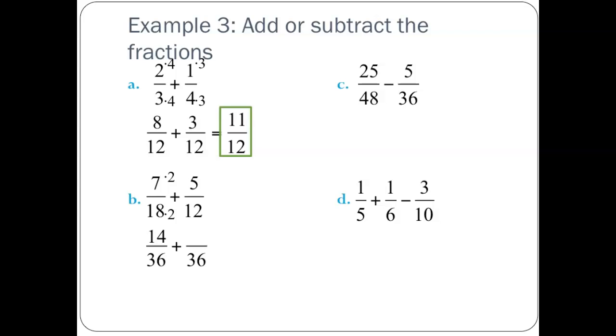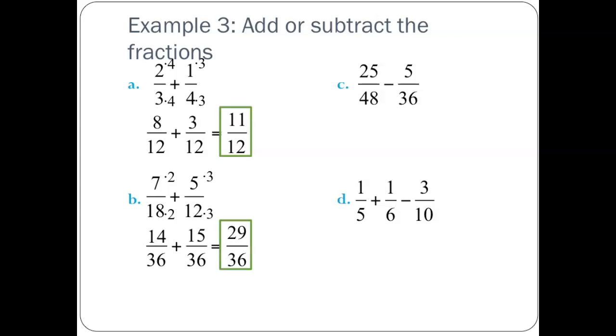Let's do the second fraction there. What am I multiplying 12 by in order to get 36? I'm multiplying by 3. So I multiply 5 times 3 as well, and that gives me 15. Now we can add the numerators and keep the denominator. So this is going to be 29 over 36, and that is as simplified as it can be.